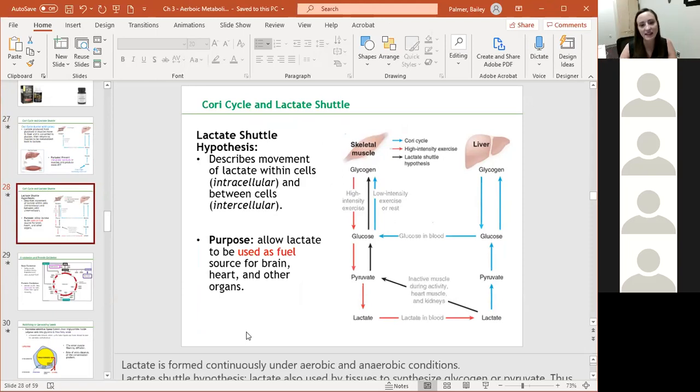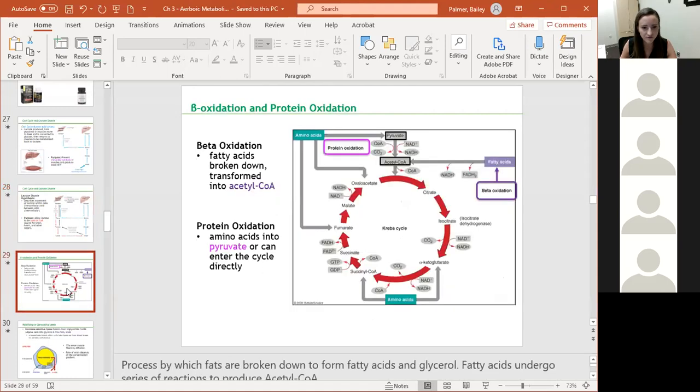It says that lactate is used as a fuel source because we can turn the lactate into glucose, and then the brain can use it, or other organs can use it, or we can send it back to the muscle. So that's what these two concepts talk about, and if you look at this picture, how lactate can be shuttled around the body and used for fuel in different organs and different tissues. So that's what we have for the Cori cycle and lactate shuttle.